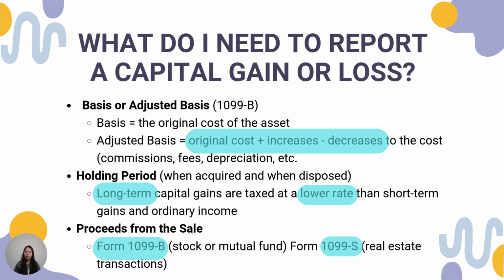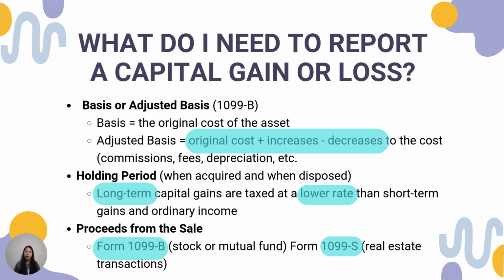So what do you need to even report a capital gain or loss on a tax return? Well, you need three things. You need the basis or adjusted basis, which is usually found in Form 1099-B if it's the sale of stocks or mutual funds, or Form 1099-S if it's the sale of real estate. The basis is the original cost of the asset. So it would be how much you paid for a share of stock or how much you paid for the house if it's real estate. The adjusted basis is the original cost plus any increases to the cost. And that could be commissions, fees, depreciation, that sort of thing.